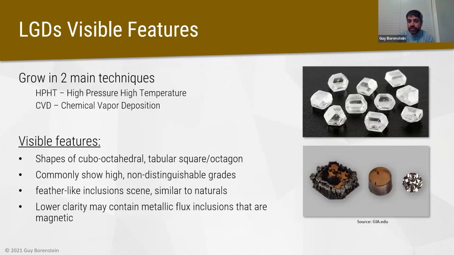If we're looking at the visible features, first of all, just by looking at the shape of the rough, you can immediately identify them. In a rough state, it's very easy to differentiate. They are not the same as with the naturals. The second thing that you consider is that most of them today are very clean.